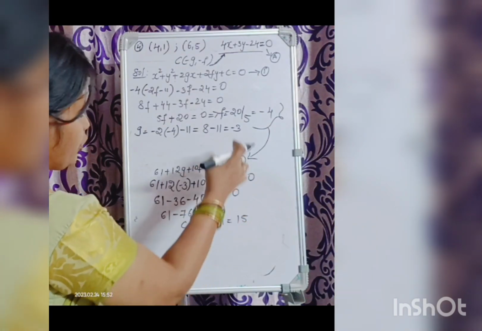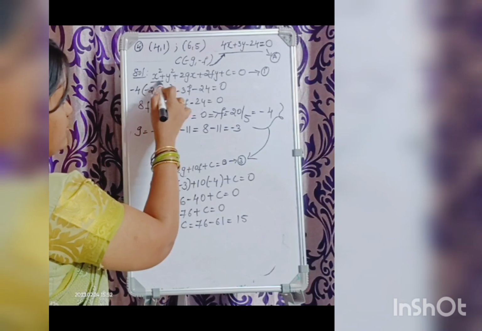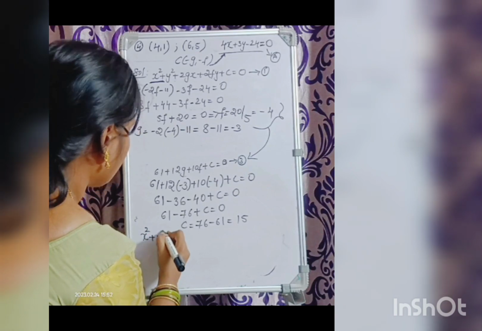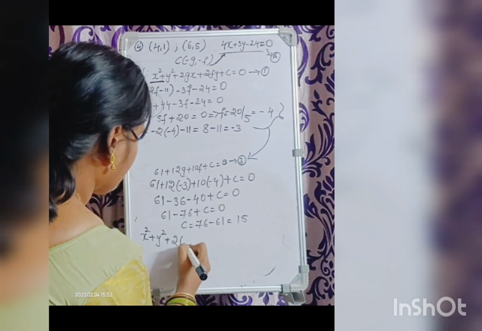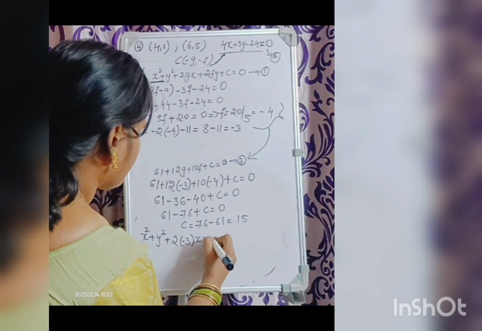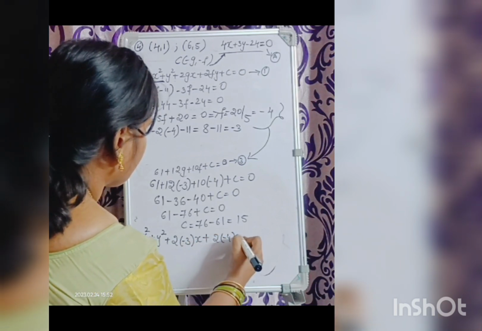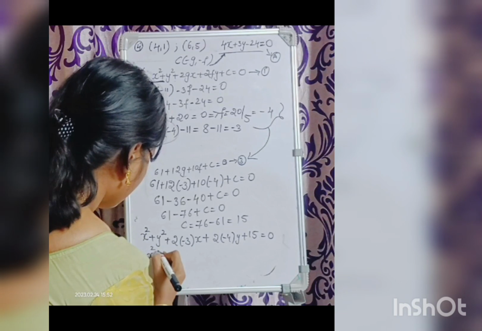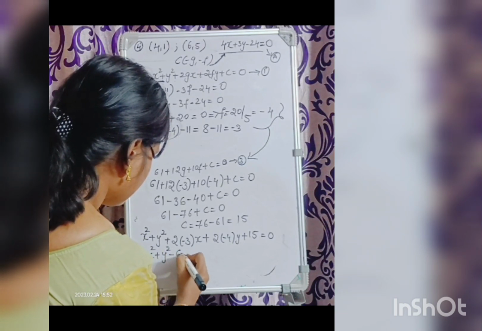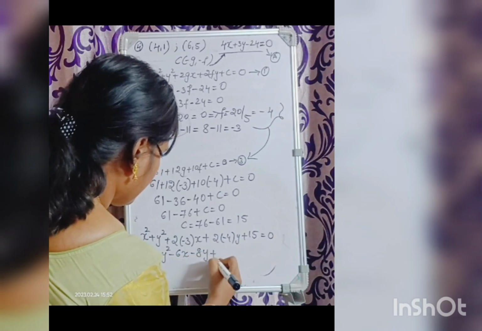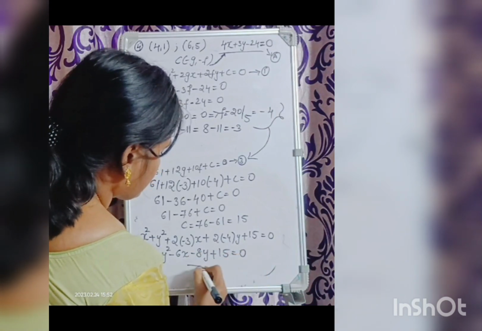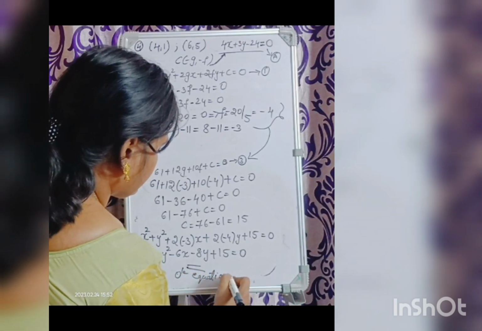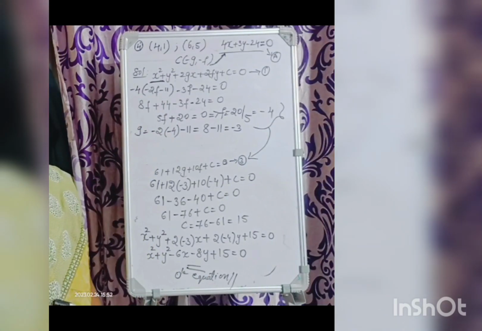Now substitute the values of g, f and c in the standard equation, that is equation 1. We will get x square plus y square plus 2 times the g value, minus 3, times x, plus 2 times the f value, minus 4, times y, plus the c value, 15, is equal to 0, or x square plus y square minus 6x minus 8y plus 15 is equal to 0, which is the required equation of the circle. Understood?